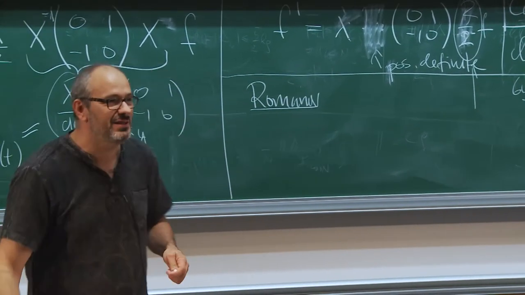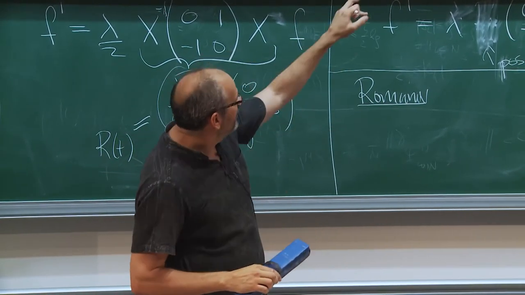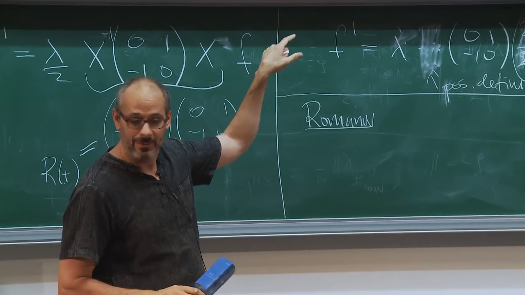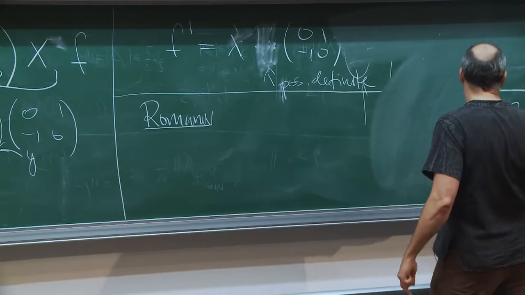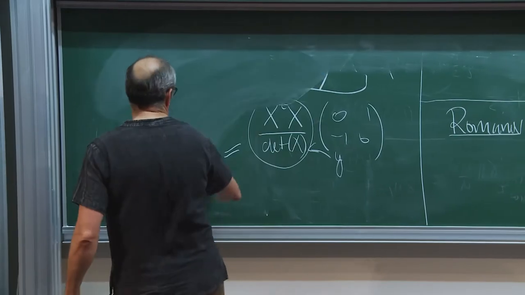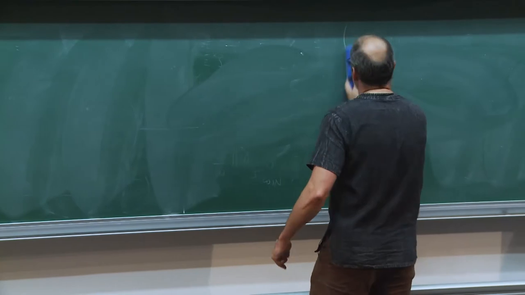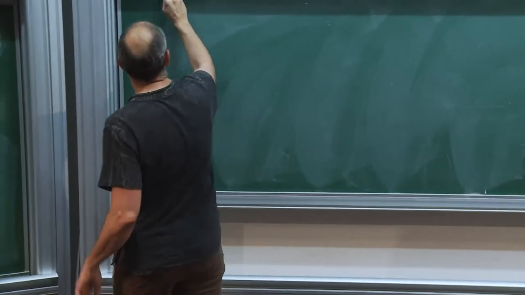So every unitary matrix has some eigenvalue distribution or a spectral measure, and you can associate to this kind of operator. Okay, so that's example 2. Okay, so example 3.